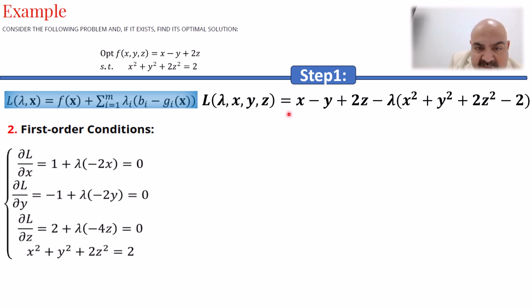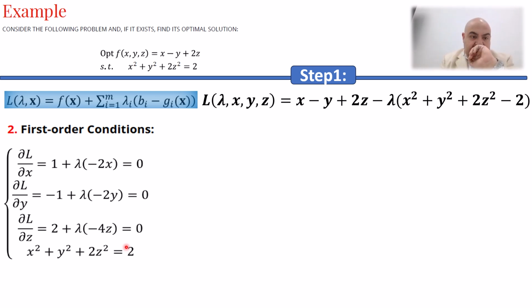Here we go. Differentiating with respect to x, this is going to be 1, and that's going to be minus lambda times 2x. Differentiating with respect to y will develop negative 1, then minus 2y lambda, as you can see. Differentiating with respect to z will develop 2 from this part here, and the negative 4z lambda, as you can see. I will put the first 3 equations equal to 0, and here is our constraint that we will use in order to get specifically the values of these variables.